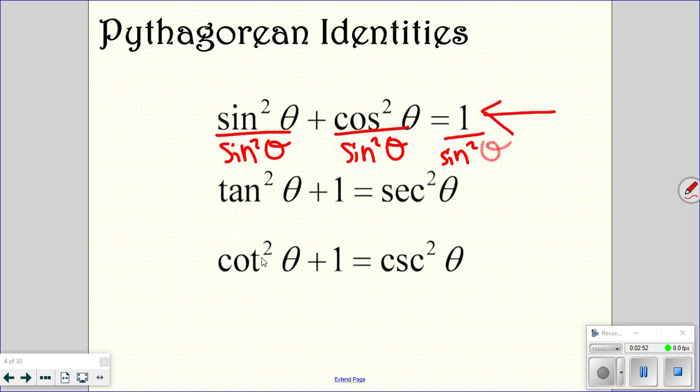If you wanted to do the top one, then you would divide by cosine squared. And so sine squared divided by cosine squared is tangent squared. Cosine squared divided by cosine squared is 1. And then 1 over cosine squared is secant squared. So that's how you can get to those other 2. But they are frequently used. Sometimes it's just easier to have them memorized than to have to derive them. But that's completely up to you.